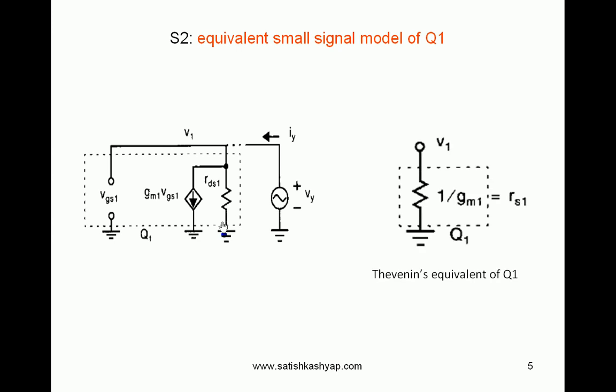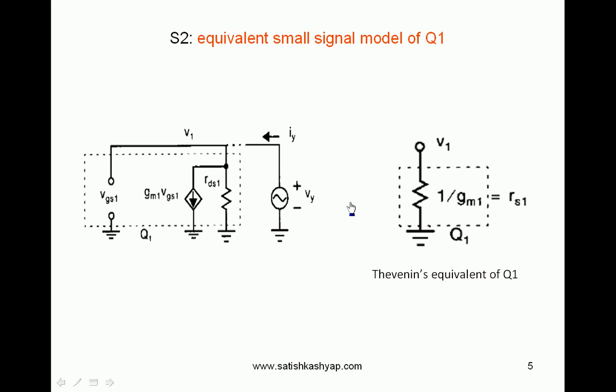So the current is only flowing through GM1 VGS1. By that time, if you get the ratio of VY by IY, simply IY is equal to GM1 VGS1, and VGS1 is nothing but voltage from this point to ground. Voltage from that point is nothing but what you are going to be applying, which is VY. So VGS1 is nothing but VY. IY is equal to GM1 VGS1, so IY is equal to GM1 into VY. So the ratio VY by IY is nothing but 1 by GM1. This is what we'll get.